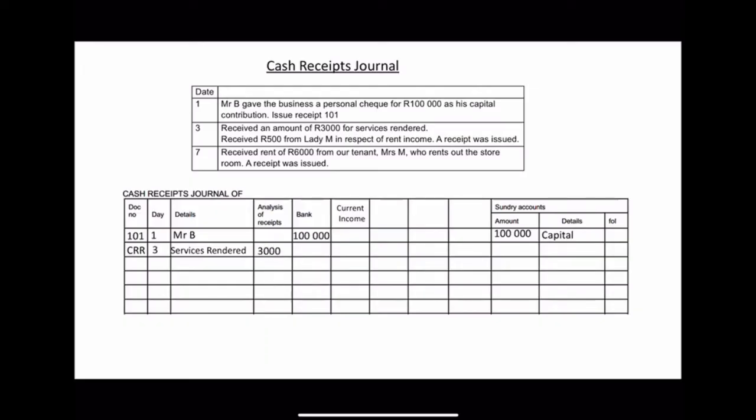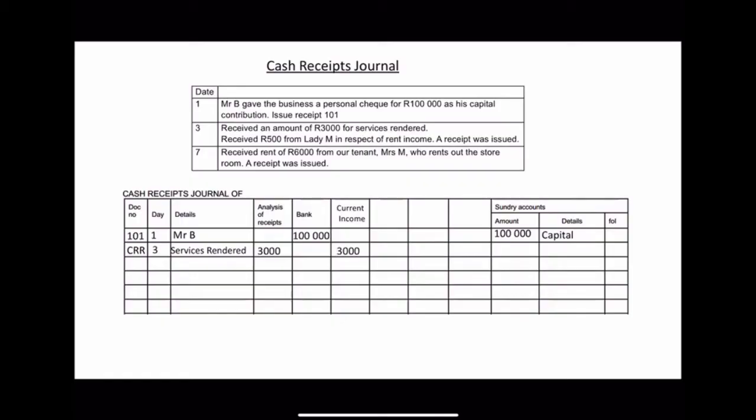And what was that money for? It was for current income, because we are giving a service, so it's income coming in. Your services rendered, your account will always be current income. Please note that there are 2 transactions on the 3rd, and therefore I am not going to underline the analysis of receipts just yet and put it in the bank account, because I still have to account for the other transaction.